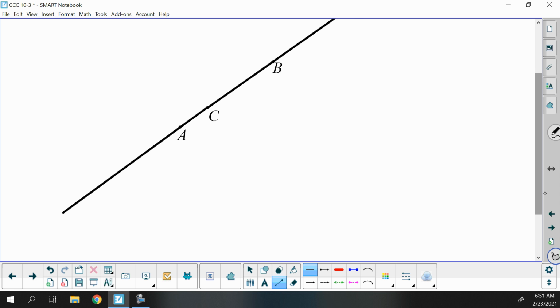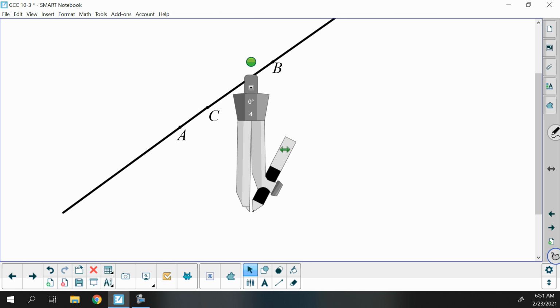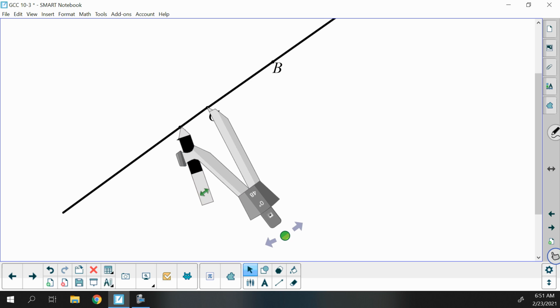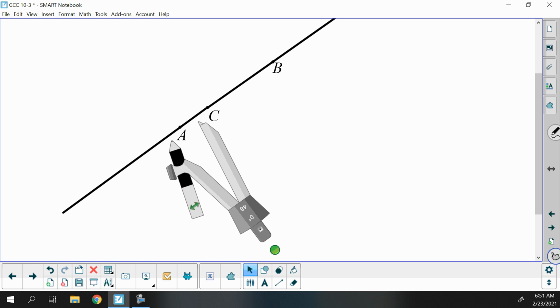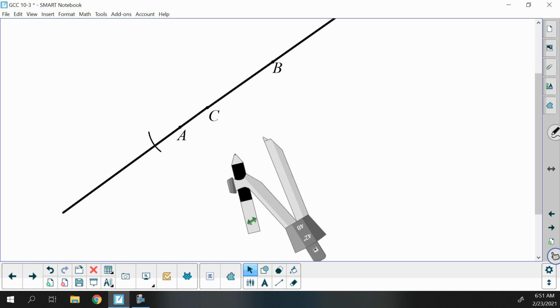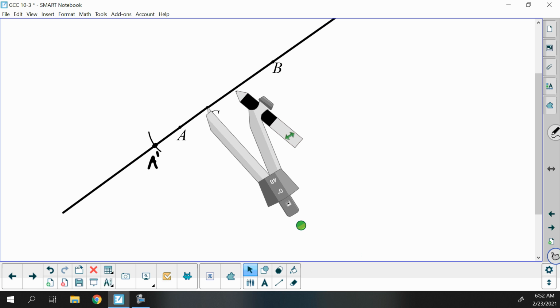We'll put our point on C, pencil on A. So point on C, pencil on A. Mark that off again, and that'll tell you where A prime is. Put your point on C, pencil on B.